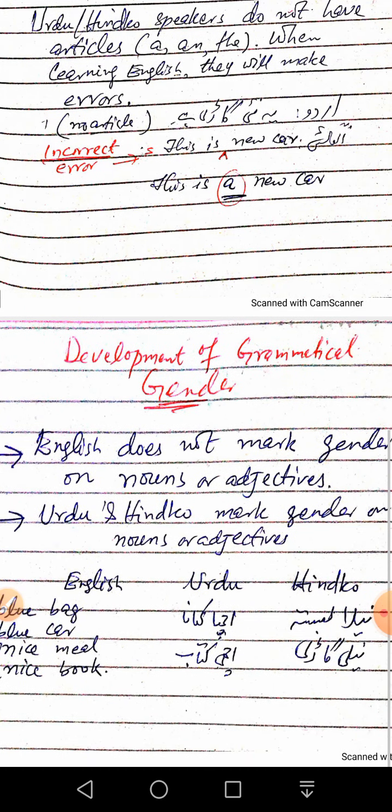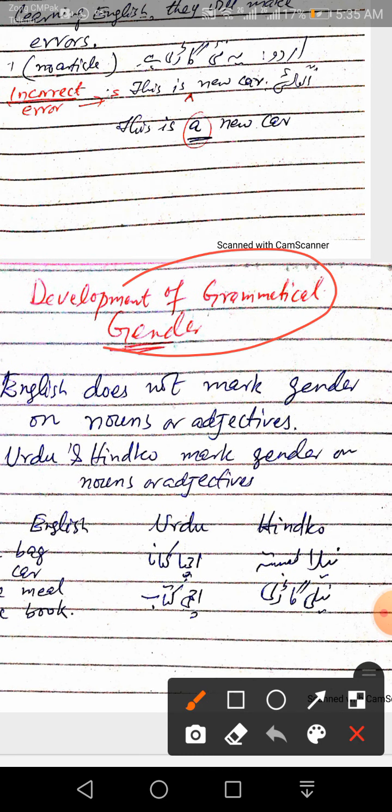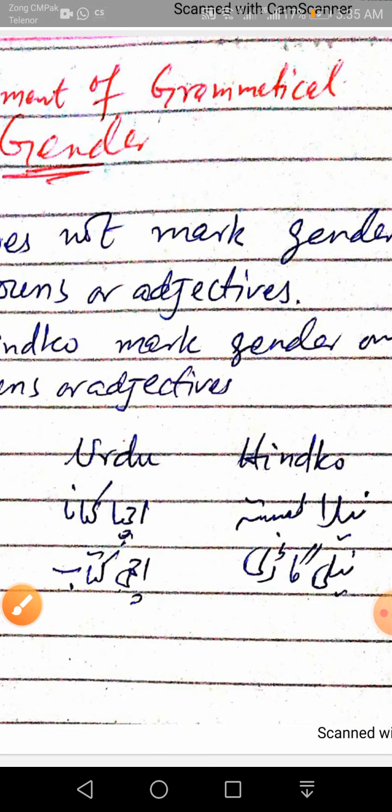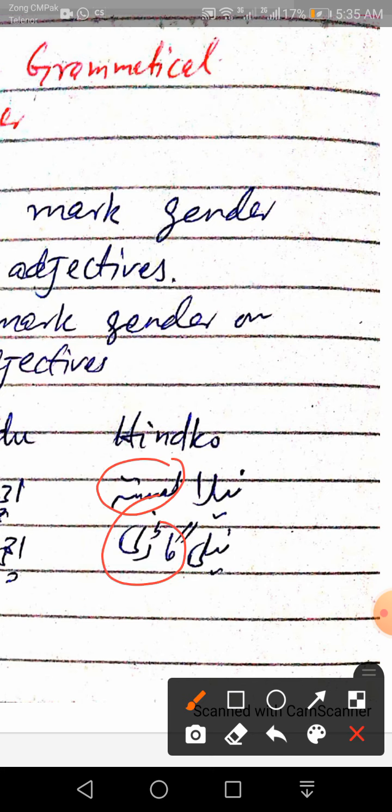Now here is another interesting example, the development of grammatical gender. We have gender, like we say female and male, masculine and feminine, but these are biological genders. Sometimes some languages use grammatical gender. Urdu and Hindko are languages which use grammatical gender, while English does not use any grammatical gender. Let me give you an example from Hindko. In Hindko, basta and gaadi, these two nouns are considered masculine and feminine. How do we know? Now see this example, nila. This is an adjectival word or phrase. So nila and nili. These two grammatical genders indicate that basta is masculine and gaadi is feminine.